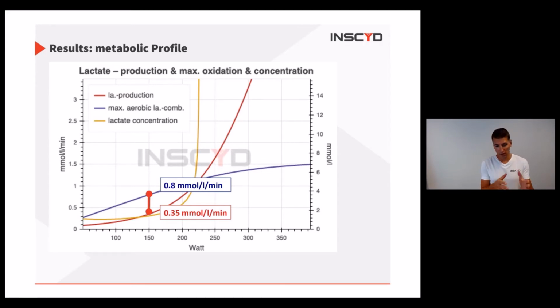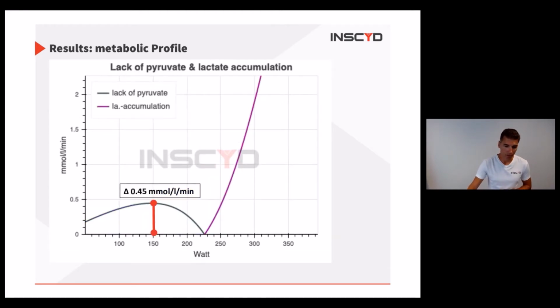So in the power output here in this example at 150 watts, the fuel demand, or the possibility to burn fuel, so to speak, is 0.8 millimoles of lactate or lactate equivalents. And it's 0.35 that is delivered. So there is a gap. There's an amount of additional lactate that could potentially enter the metabolism at 150 watts. In this case, the delta of 0.45.